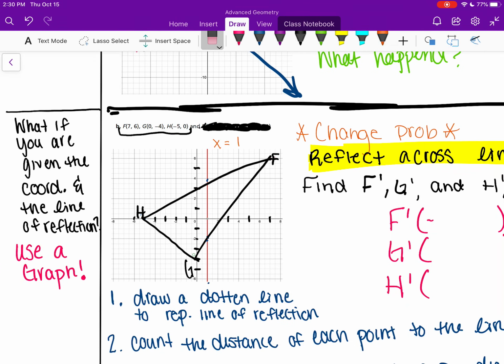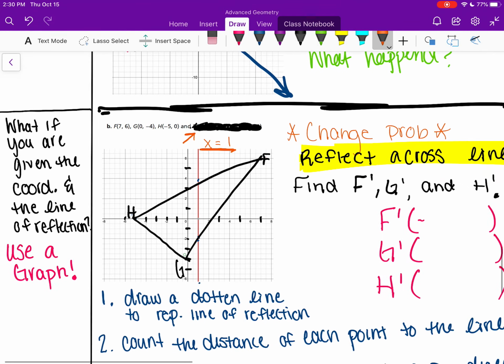And you are going to see for part B, you're given your points F, G, H. We are not going to use the prime points, and I'm actually going to tell you that it's reflected across the line x equals 1. And what we're going to do is learn how to find those points by using a graph. So I'm going to hide them and cover them up right now.